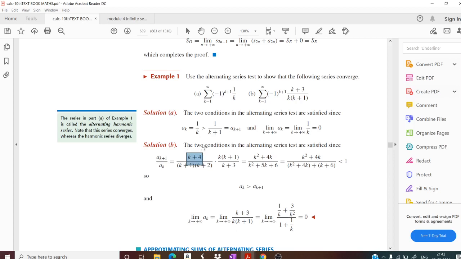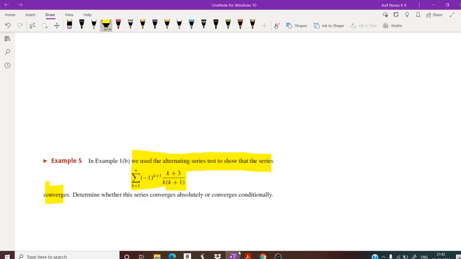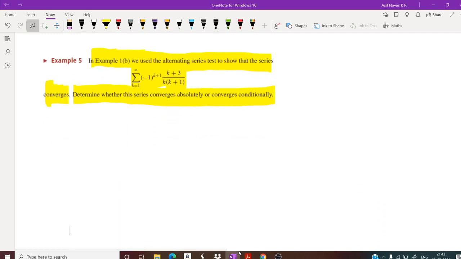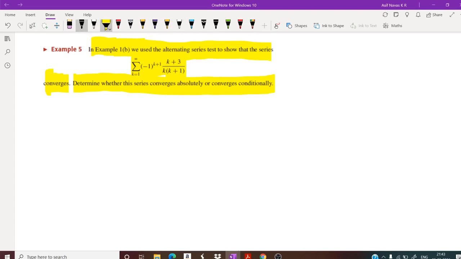Here, in the second B part, the question is this, and here the two conditions of the alternating series test are satisfied, and we showed that this series is convergent by the alternating series test. Now we have to determine whether this series converges absolutely or converges conditionally. So for that we'll take the solution.